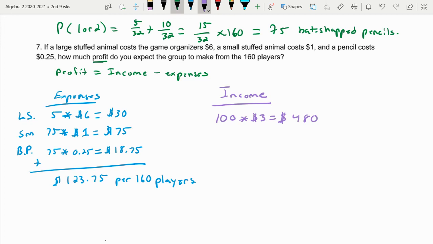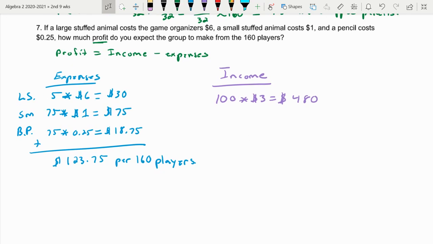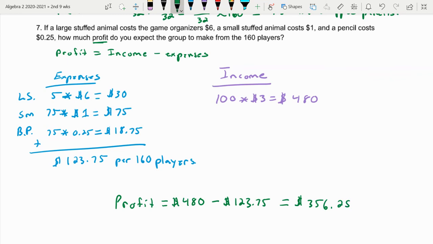All right, so let's figure this thing out. For our profit, we're going to take our income, our $480, minus the $123.75, and that is going to be our profit. So take the 480 minus the 123.75 and we get $356.25 in our pockets. All right, and you are good to go.